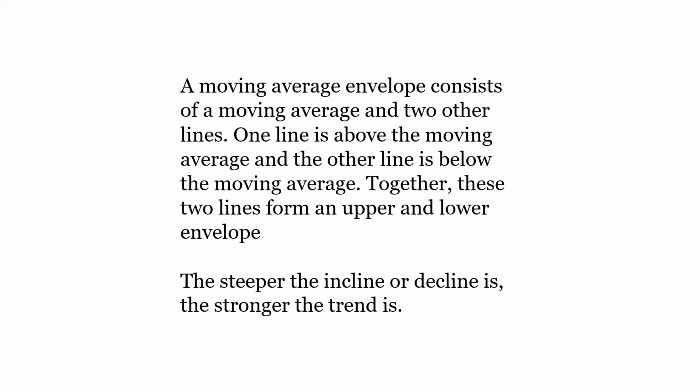A moving average envelope consists of a moving average and two other lines. One line is above the moving average and the other line is below the moving average. Together, these two lines form an upper and lower envelope. This indicator is mainly used to define borders of current price movement, or as an oversold and overbought indicator.